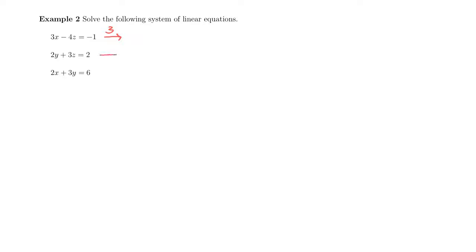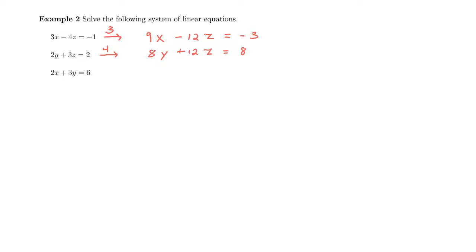I'll take my second equation, and I'm going to multiply it by 4. In doing this, I think it's going to make it so that the coefficients in front of the z's are now equal but opposite in sign. So let's see what happens. Multiplying by 3, I get 9x minus 12z is equal to negative 3. But in the second equation, I get 8y plus 12z is equal to 8. So there we go.